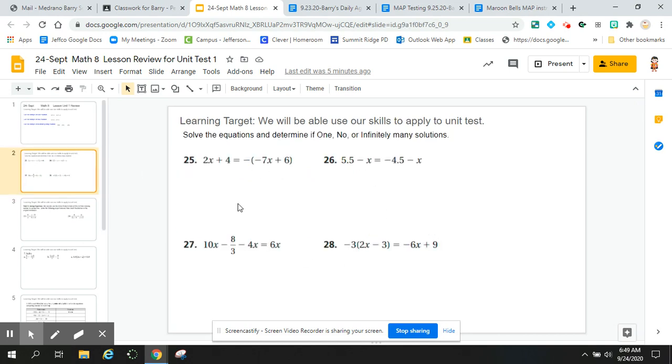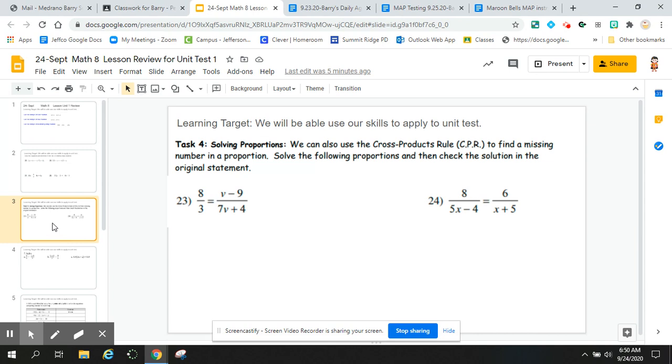This side is where you're going to practice those skills. You're going to solve the equation and then you're going to tell if it's a one solution, a variable on one side equaling a number, a no solution, one number equaling a different number, or an infinite solution, where they're exactly the same on both sides.